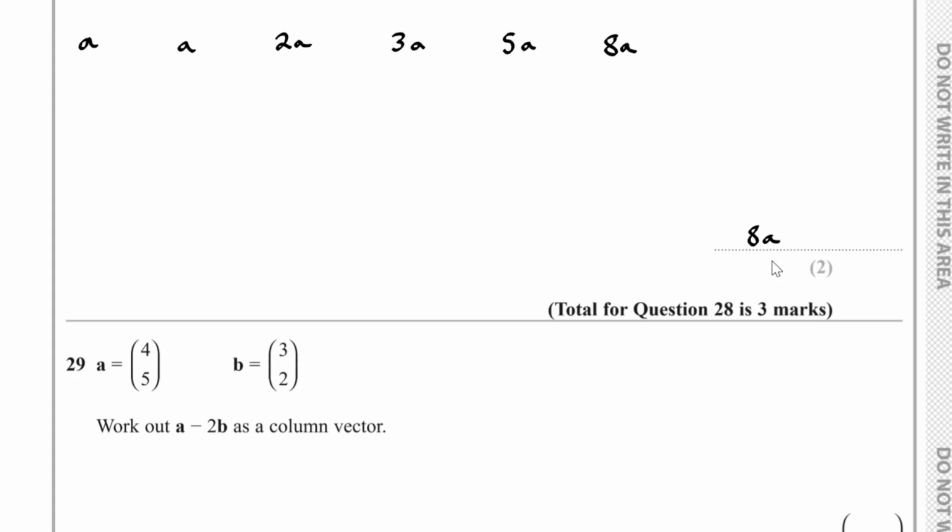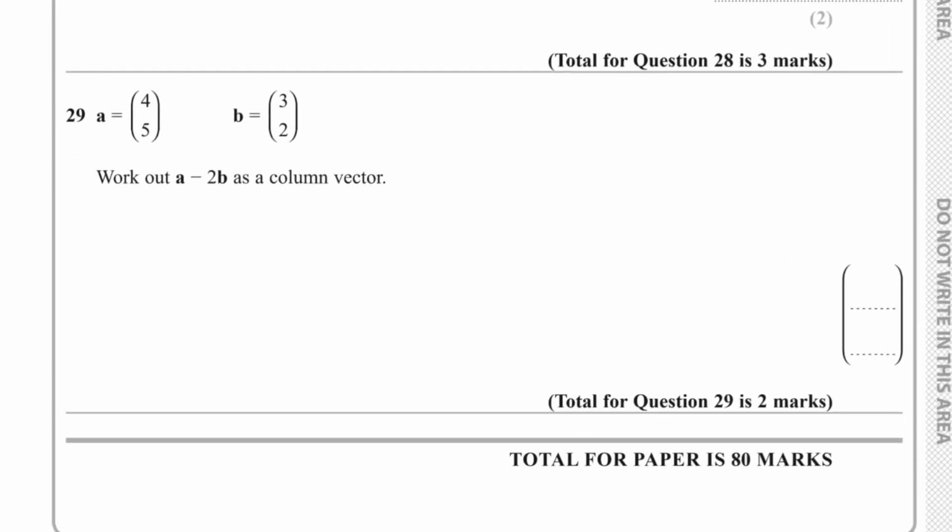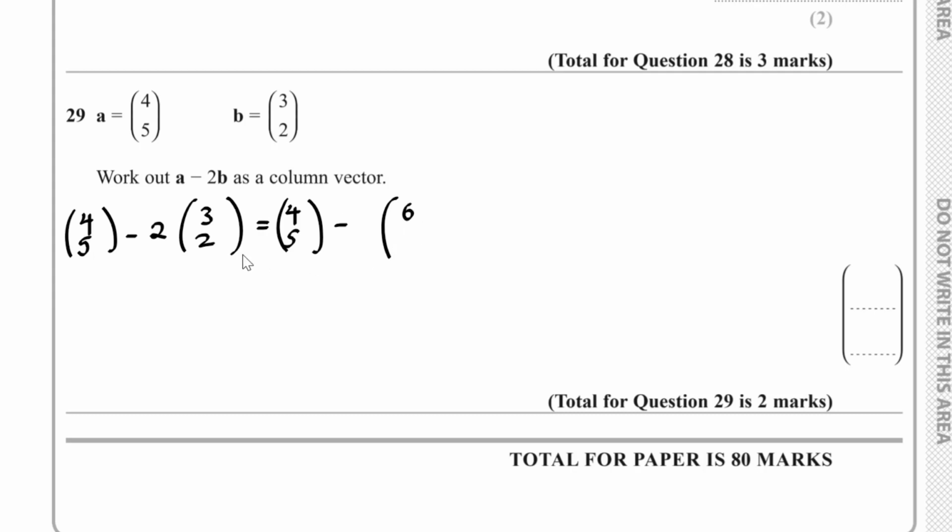And for question number 29, we have the vector A, which is given by 4, 5, the vector B, which is given by 3, 2. We have to work out A minus 2B as a column vector. So here we have A, which is 4, 5, minus 2 times B, so we have 2 times 3, 2. And if we work this out, we have 4, 5, minus, well, if I multiply the 2 into the bracket, 2 times 3, that's 6, 2 times 2, that's 4. So now if I subtract these, 4 take away 6, that's equal to minus 2, 5 take away 4, that's equal to 1. So therefore we have minus 2 and 1.